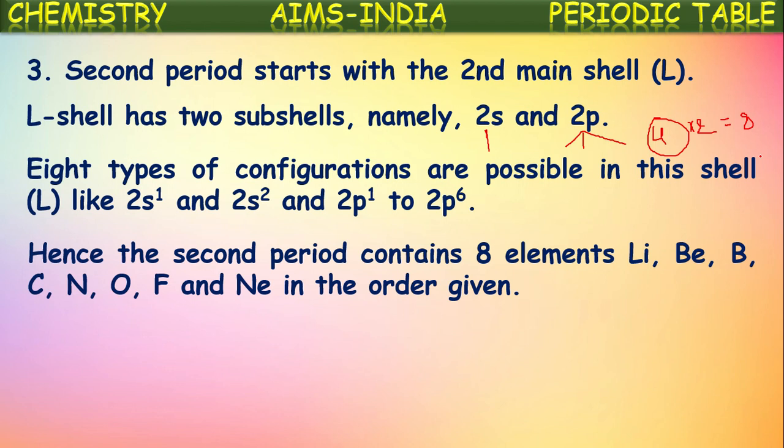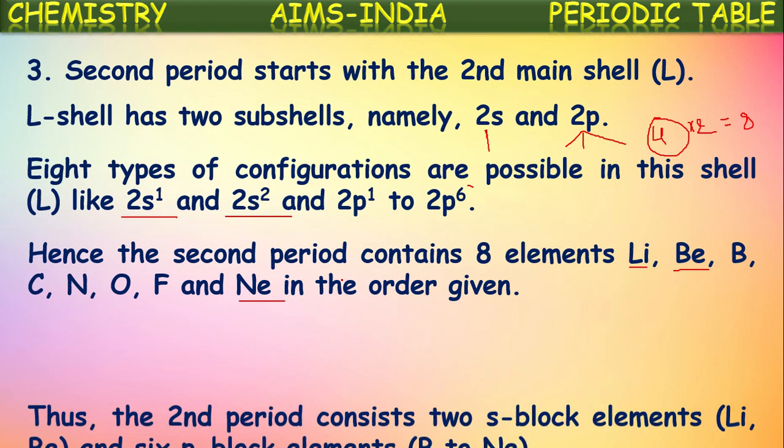For lithium, the outer shell configuration will be 2s1, for beryllium it will be 2s2, for boron 2p1, and for neon it comes as 2s2, 2p6. In this way, the second shell is filled with 8 types of configurations. So there exist 8 elements in the second period of the modern periodic table.